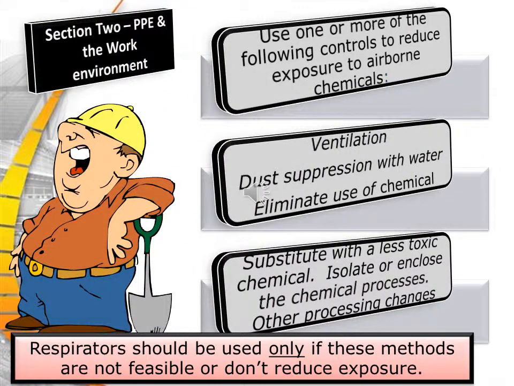Use one or more of the following controls to reduce exposure to airborne chemicals: ventilation, dust suppression with water, eliminate the use of the chemical, substitute with a less toxic chemical, isolate or enclose the chemical process, or make other processing changes. Respirators should be used only if these methods are not feasible or don't reduce exposure.